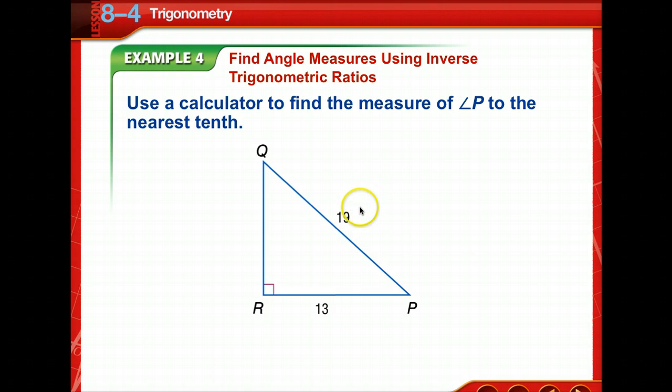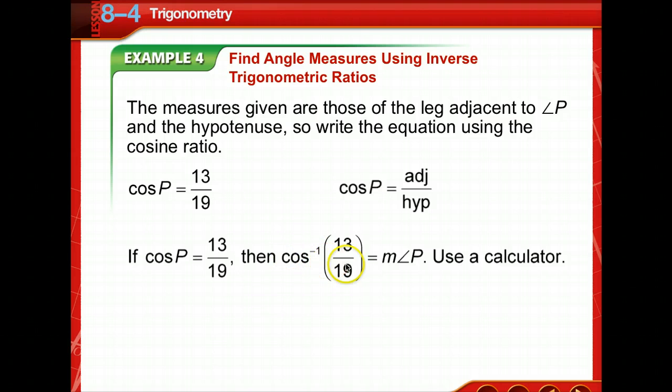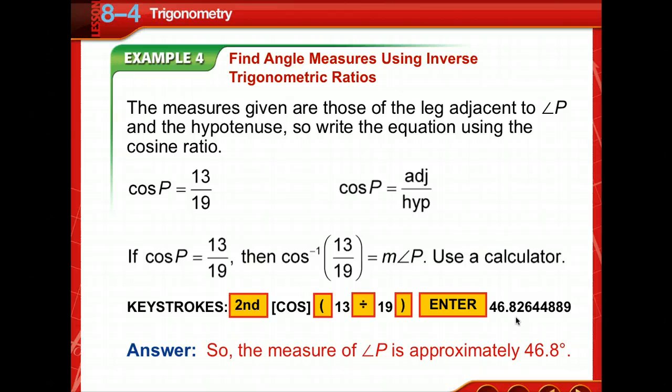So let's find angle measures using inverse trigonometric ratios. We're going to use a calculator to find the measure of angle P to the nearest tenth. The measures given are the leg adjacent to the angle P and the hypotenuse. So we've got adjacent and hypotenuse, which is cosine. So inverse cosine of 13 divided by 9. These are our keystrokes. We hit the second key on our calculator and the cosine, which gives us inverse cosine. In the parentheses, we enter 13 divided by 9 and enter. So we're going to get right about 46.8 degrees.